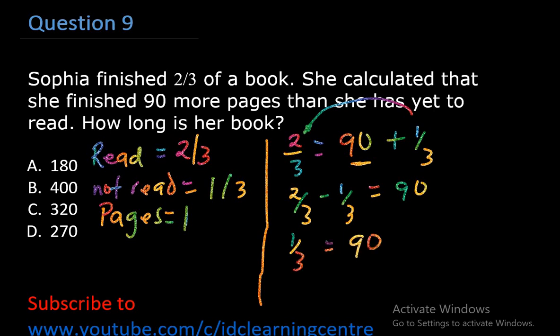To get the total number of pages, you just flip. The denominator tells you everything. So the total number is 3/1 times 90, which is 270 pages. The right answer is D.